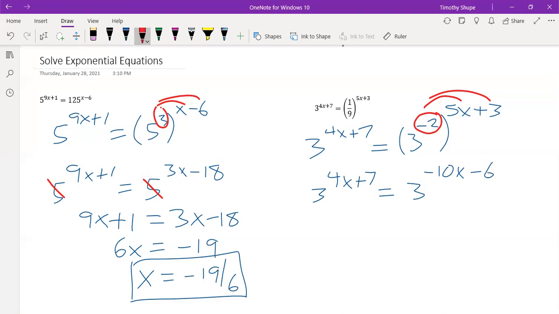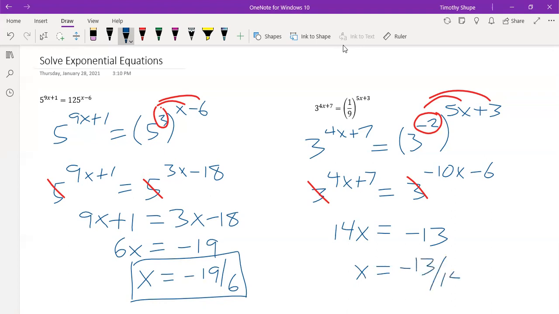But at this point, the bases match. I'm going to drop those off and just work with the equation that's left over. I'm going to collect the x's on the left side again by adding 10x. So I get 14x's on that left side. And then I'll subtract the 7 off to the right side and get negative 13. And then I can finish solving for x by dividing off the 14 and get x equals negative 13 divided by 14.